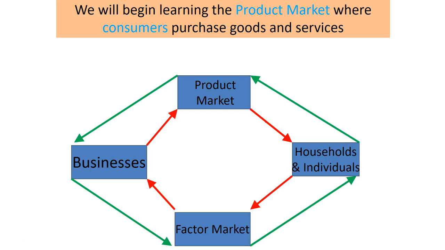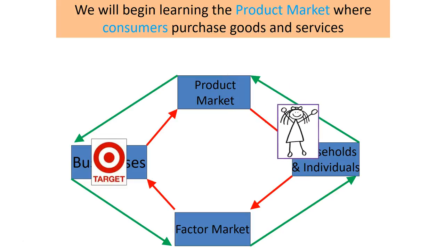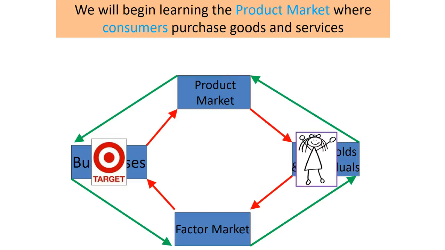So a good way to understand how these markets work is to talk yourself through a story. So let's say that you've got a business like Target, and you have a household like me, and I decide after work today I need to go and get a gallon of milk. So I need to go into the product market. Well, I've got $5 and Target's got a gallon of milk. So I'm going to pay them the $5. They're going to hand me the gallon of milk, and everybody walks away happier. That is a product market interaction.